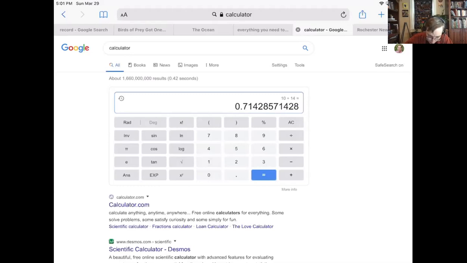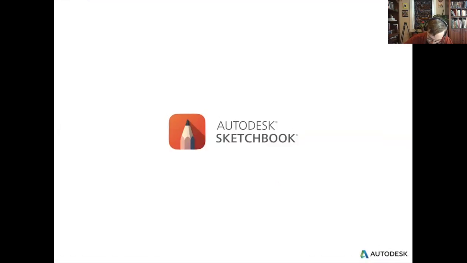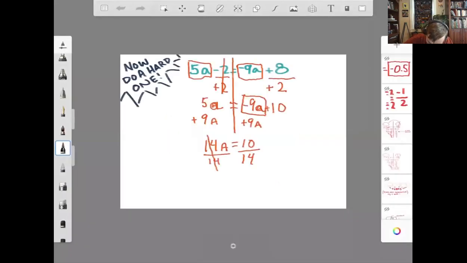So you can have that really long decimal, or you can do this. You can just reduce this guy. 10 over 14, both can be reduced by 2, and it becomes 5 over 7. To me, that's a bit easier than writing down all those decimals. A equals 5 over 7. You can check that one by plugging it into your handy dandy calculator and seeing what you get.